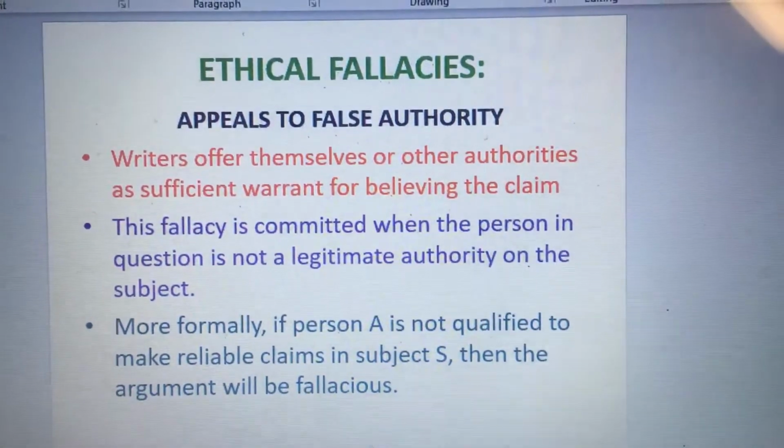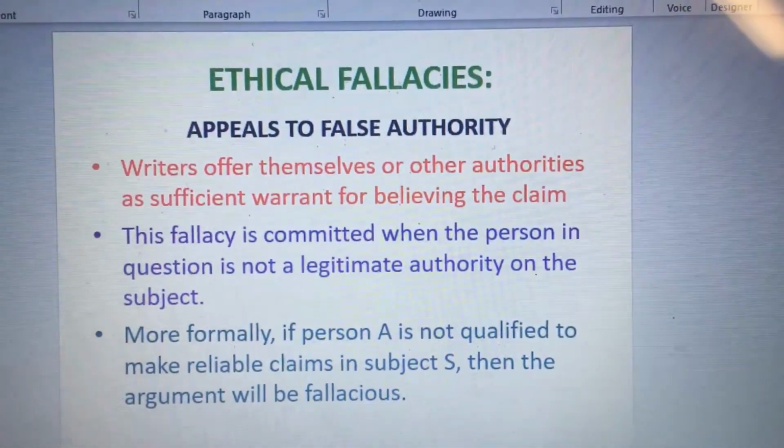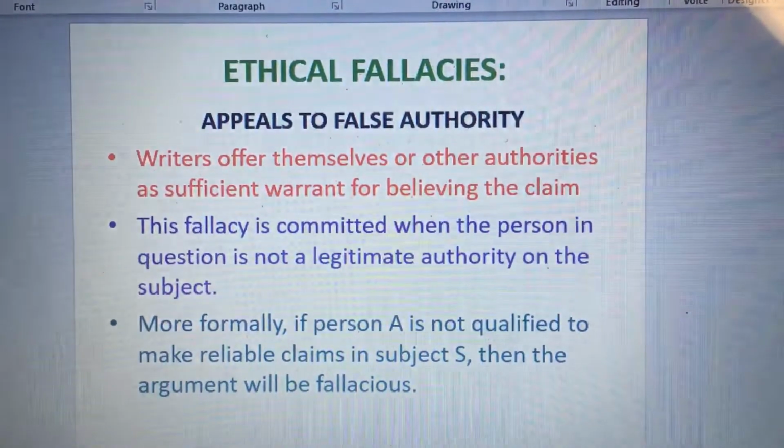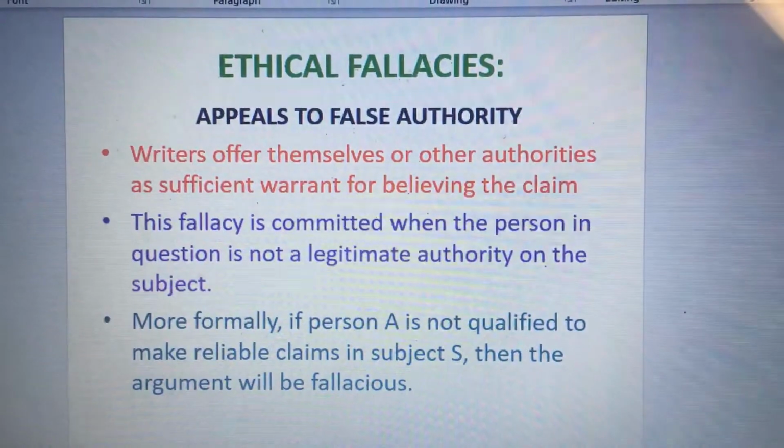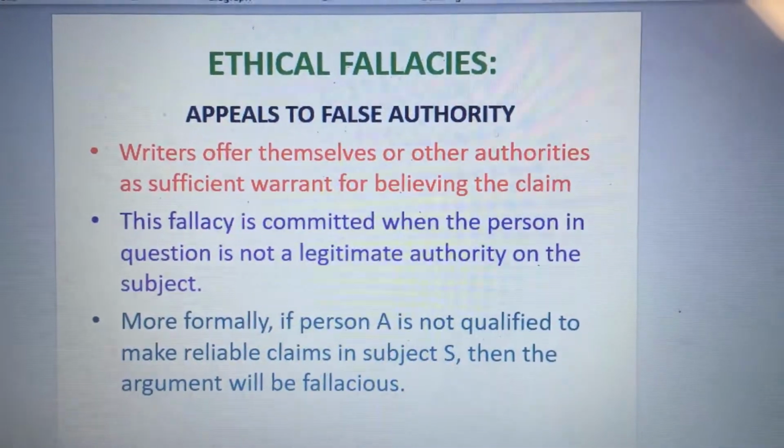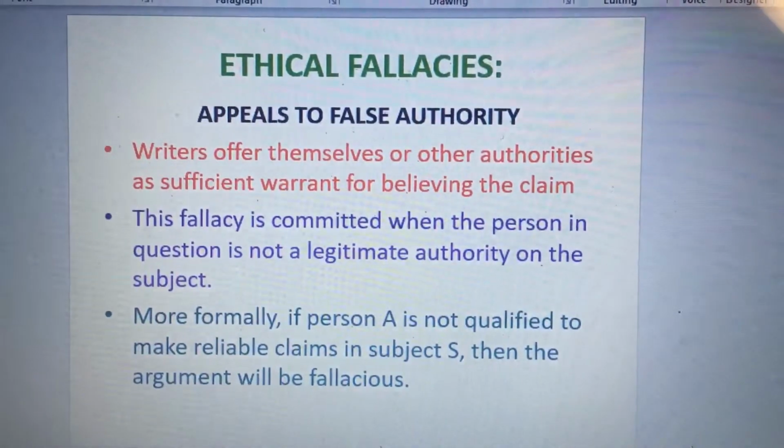This is part 2 of fallacies of argument. These are the ethical fallacies, and there are only a few ethical fallacies. The first one is called appeals to false authority. Writers offer themselves or other authorities as sufficient warrant for believing the claim.